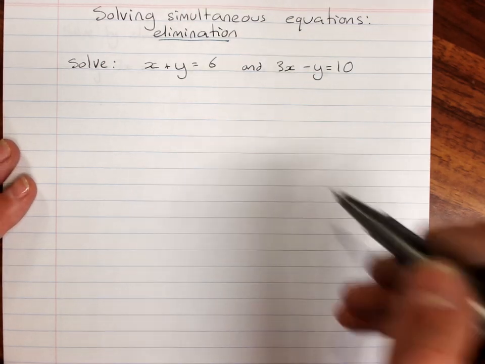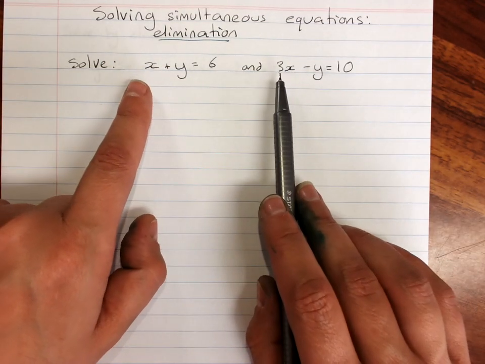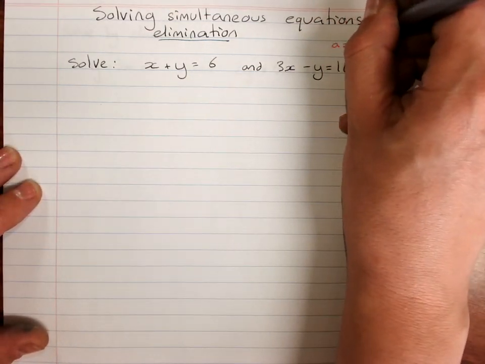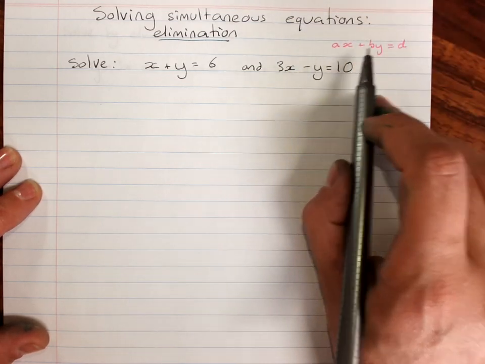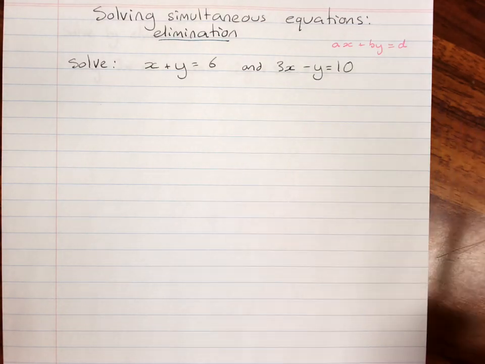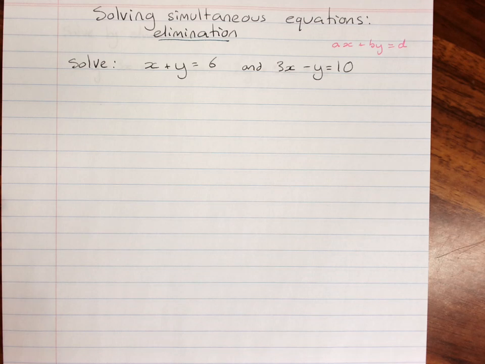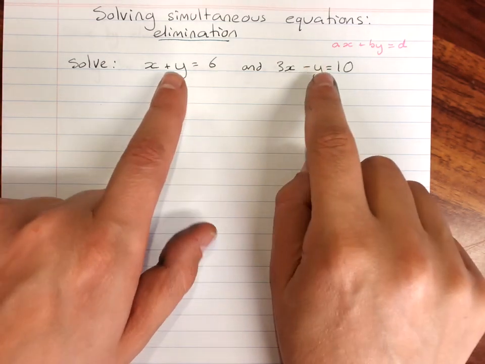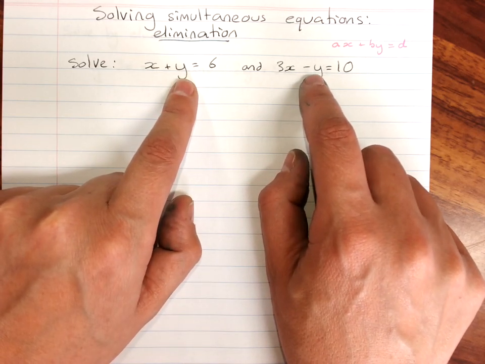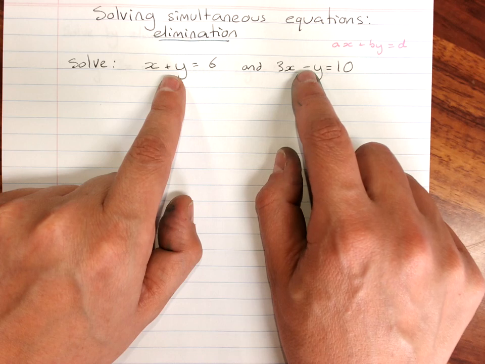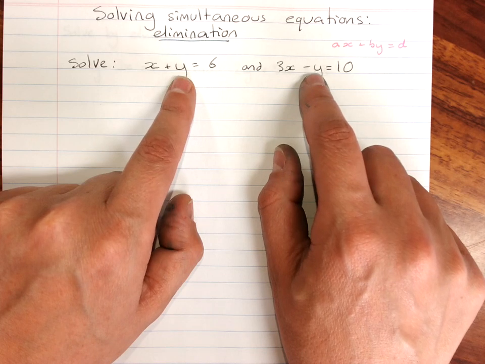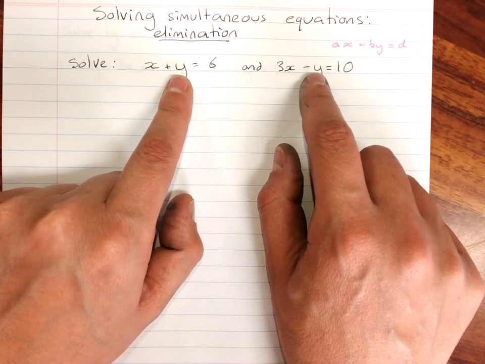This is usually used when we've got equations in the form something x plus or minus something y equals a number. That is the form ax plus by equals d, rather than one equation being in terms of x or in terms of y. In order to eliminate a variable by adding or subtracting, we need one of the variables to have the same coefficient in both equations. The sign doesn't matter, plus or minus, whatever, but the number in front of the letter, that is 1 for the y's here, means that we can cancel these out.